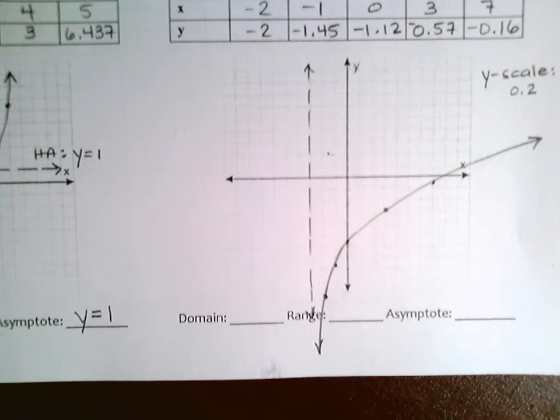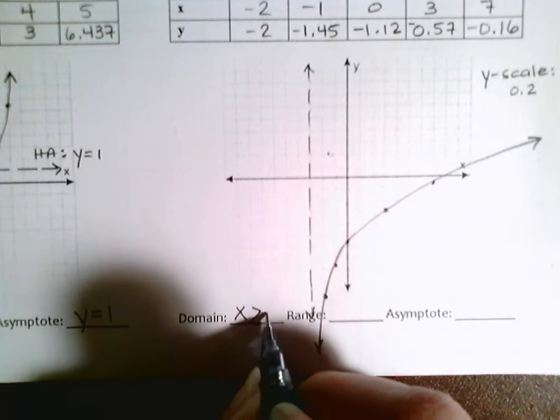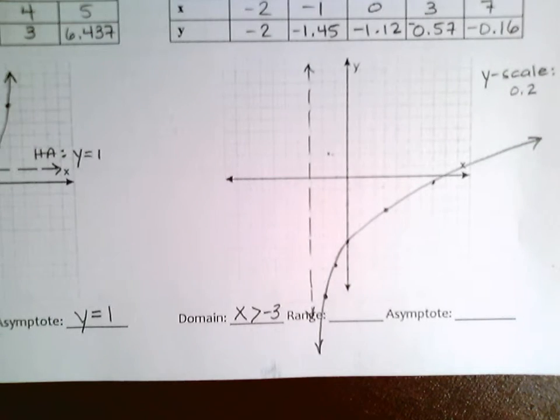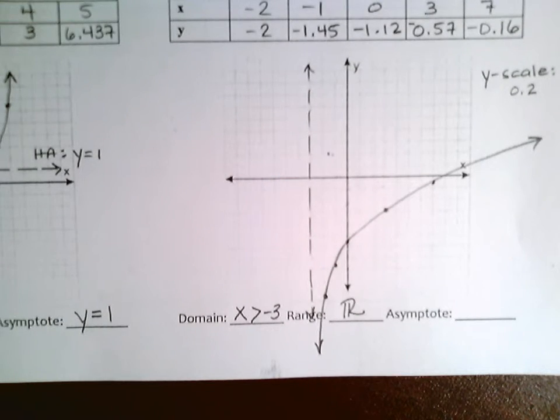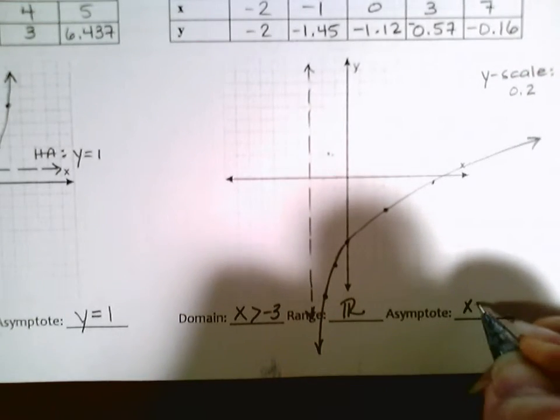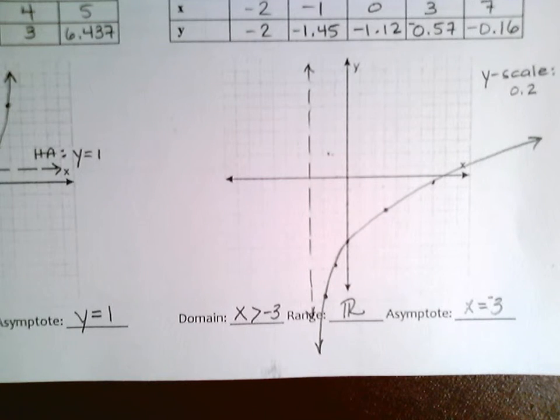Okay? The domain is anything to the right, don't put the equal to, right? X to the right of -3. The range is still going to be all real numbers like the parent graph, and this time the asymptote is not at 0, but at x equals -3. And that's it. That's how you graph exponential and logarithmic functions. Hope this helps.